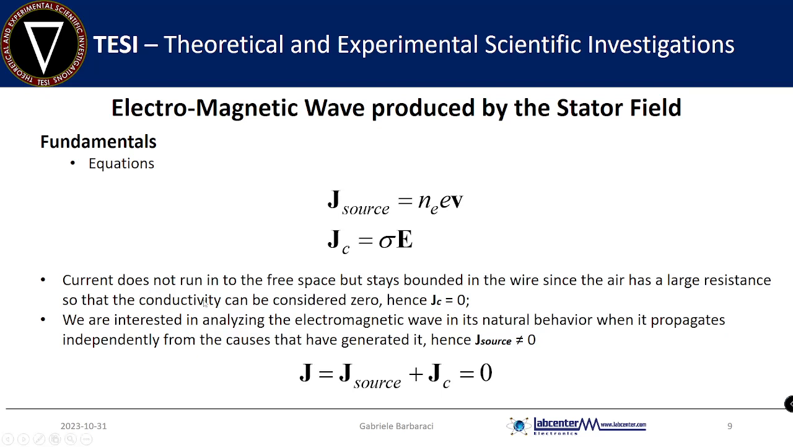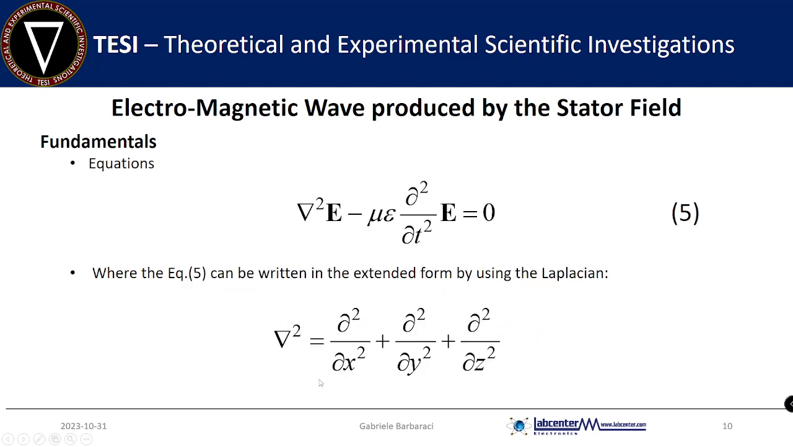Now, since we want to study the homogeneous solution of the equation, because that represents the natural mode of the way the electromagnetic wave propagates into the space, we are posing J equal to 0, where the Laplacian E minus με ∂²E/∂t² is equal to 0.